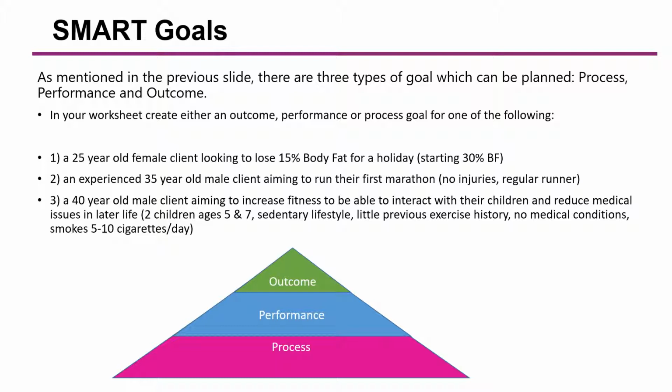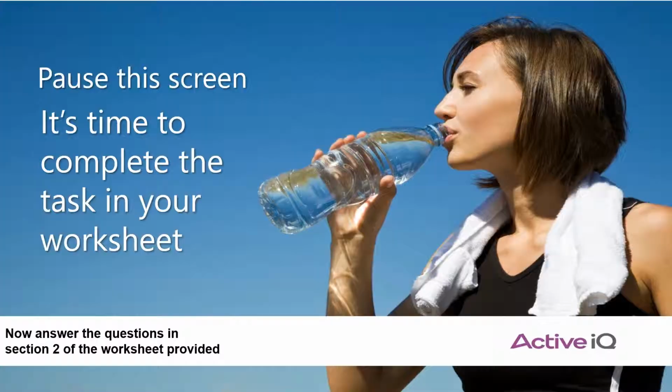So they have 2 children, ages of 5 and 7. He's got a sedentary lifestyle and has little previous exercise history but has no medical conditions. He does smoke 5 to 10 cigarettes a day. Okay, and also in your worksheet, please state which goal type you are planning. Okay, so just make sure you pause this screen and complete the second task in your worksheet. Once you have finished, if you just push the play button and continue to watch the video.